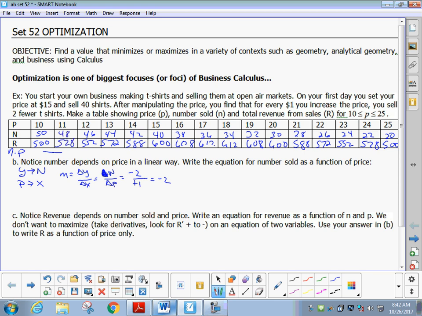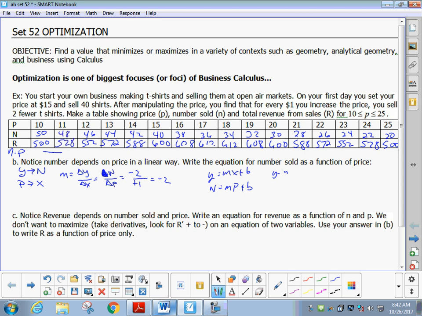Do you agree? So it seems like point slope would be more logical, although you could definitely work from y equals mx plus b instead. Instead of y and x, you'd be using number as a function of price, right? And you could plug in the slope and a case and find the b. Did you do that or did you do point slope? Point slope, okay, so that's logical.